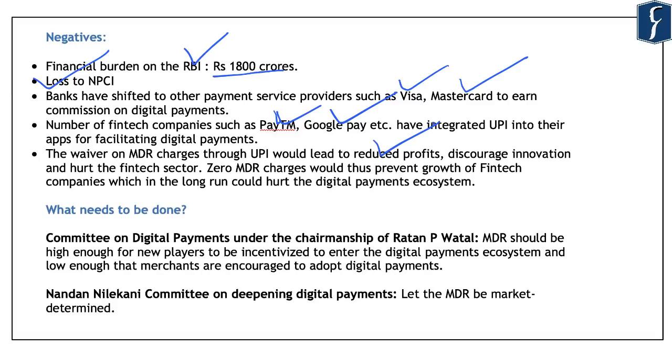For example, Paytm and Google Pay have integrated the UPI. And now the money that is charged on the merchants will not be distributed among these fintech companies, and as such, it will discourage innovation. And this zero MDR charges would prevent the growth of fintech companies because their profits will now be reduced, because most of them have integrated themselves with the UPI, etc., on which the government has waived off the MDR charges.